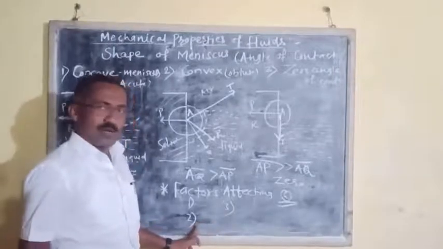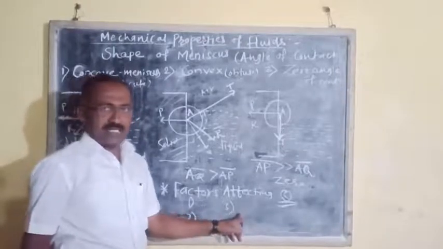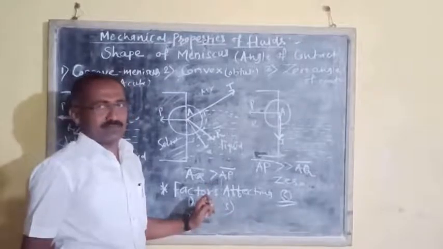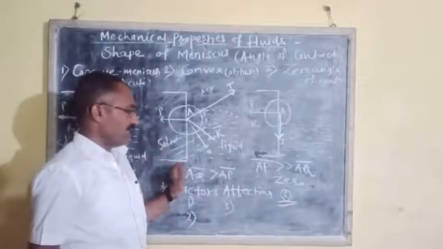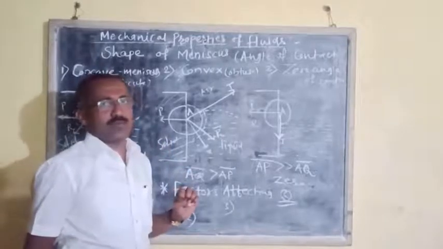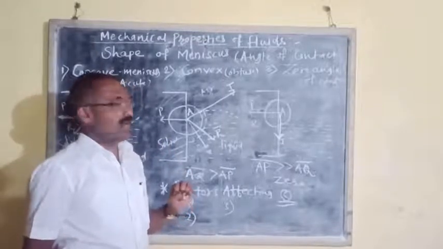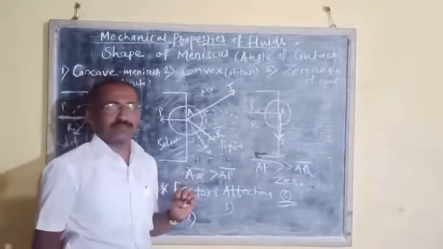Impurity changes the angle of contact, temperature changes the angle of contact, and the nature of the liquid in contact with solid will affect the angle of contact. These are the factors affecting the angle of contact. The remaining part we can see in the next period. Thank you.